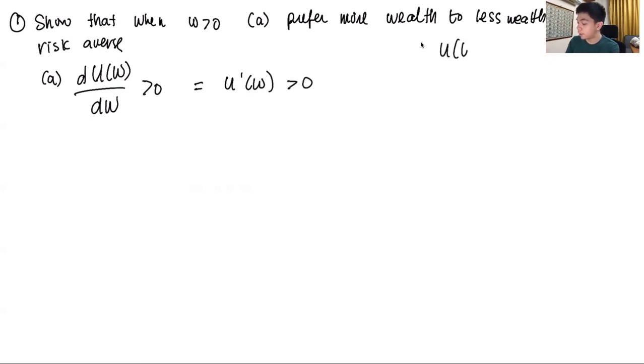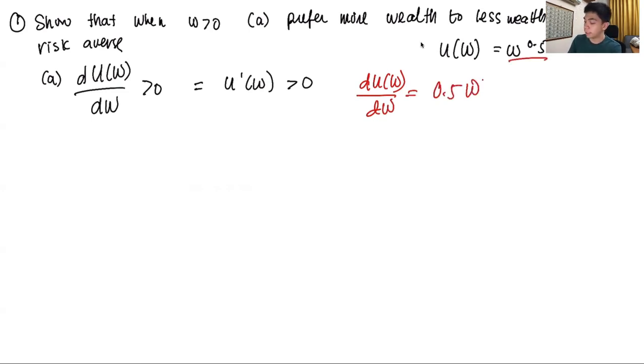If you have a utility function equal to W raised to 0.5, then dU(W)/dW is going to be 0.5 W raised to negative 0.5, which is equal to 0.5 over W raised to 0.5, which is greater than 0 for all W greater than 0. Hence, the individual prefers more wealth to less wealth. So that's the answer for that.